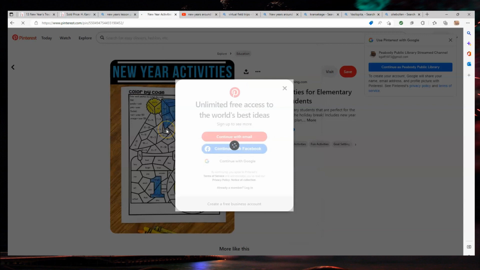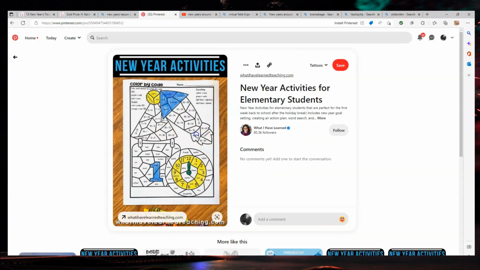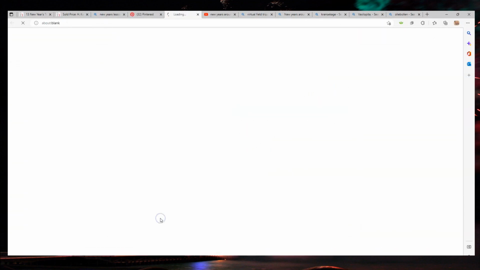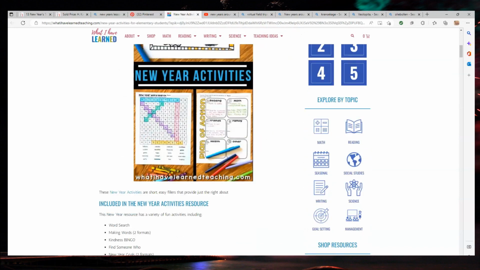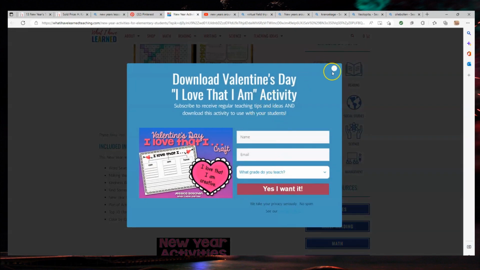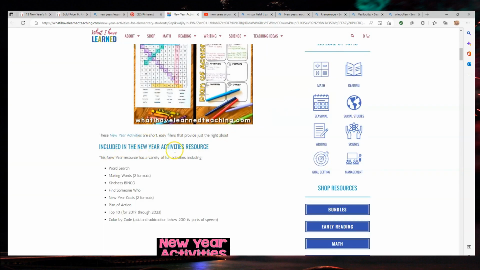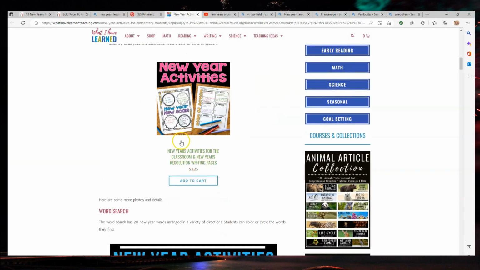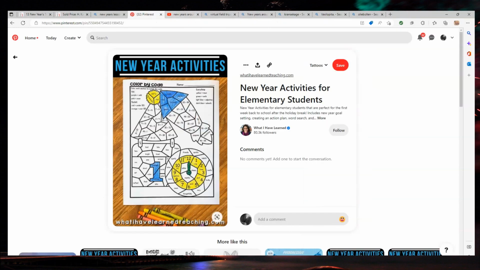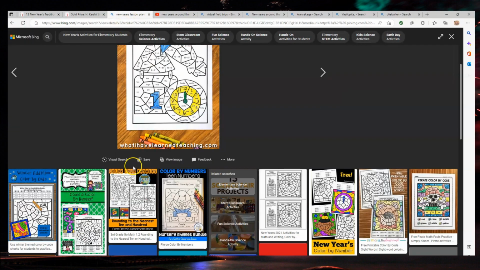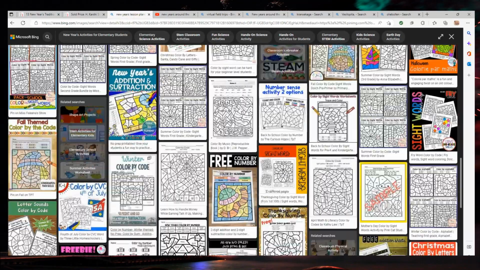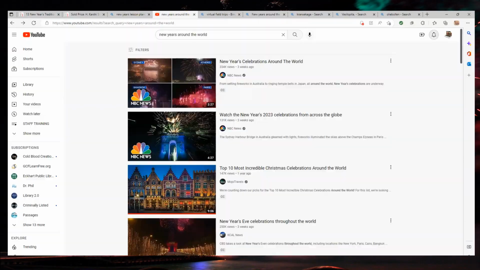Hopefully it lets me come in here. There we go. So it takes me to the site where I might be able to get these downloads. So you kind of see where I'm going with this. There's a lot of different ways that we can get what we are looking for. Ooh, these are all New Year activities. This one costs $3.25, but there are lots out here that are free. So you can just look at the different ones that you would like to do.